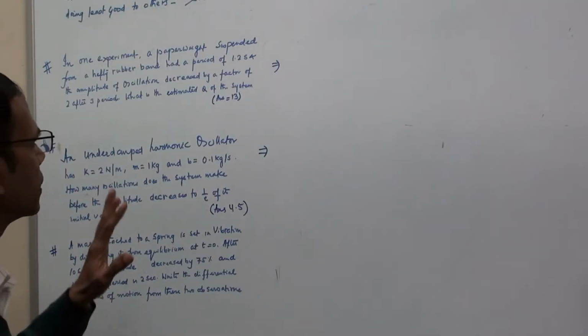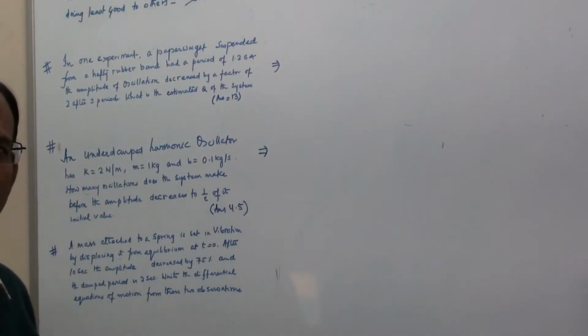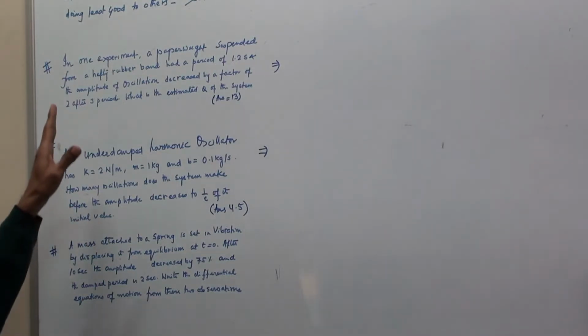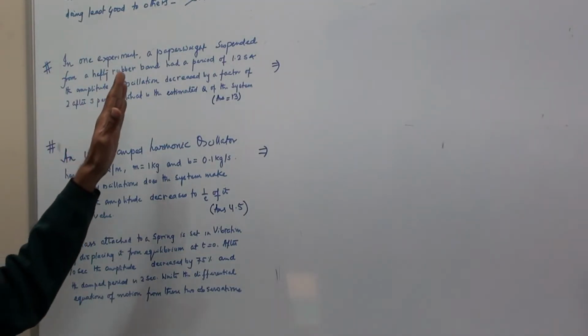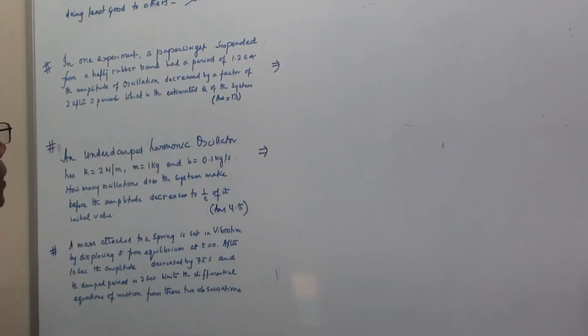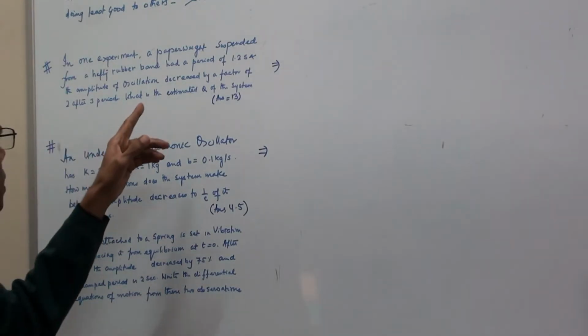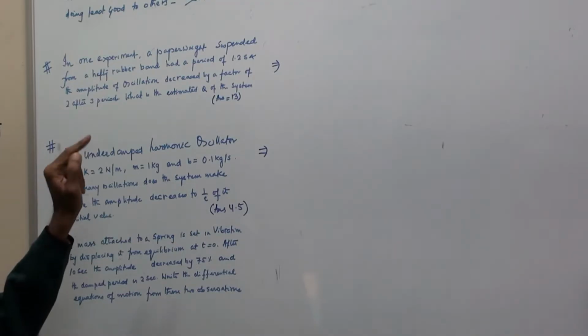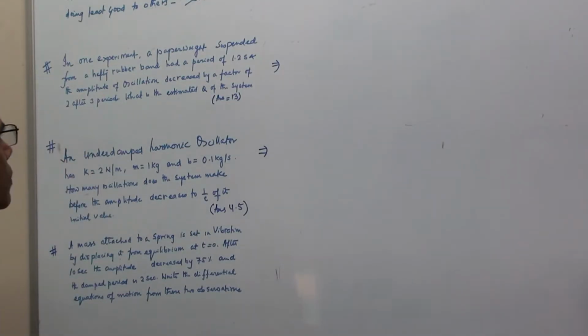I include here 3 questions so that you can practice a bit and get a feeling of the damped harmonic oscillator. So let me read out the questions. They are very simple and you can practice yourself. In one experiment, a paperweight suspended from a hefty rubber band had a period of 1.2 seconds, and the amplitude of oscillation decreased by a factor of 2 after 3 periods. What is the estimated Q of the system?